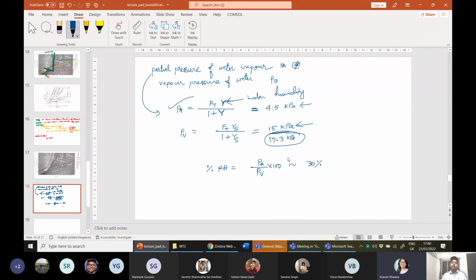So approximately, I want others also to confirm with me that you are getting these values. Can anyone else confirm? Yash? So it is 29.6%. What is the value of this PV that you got?